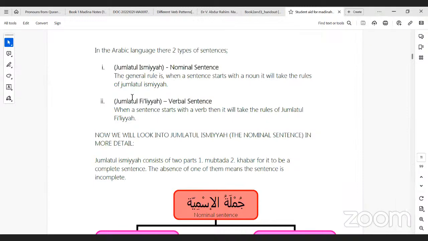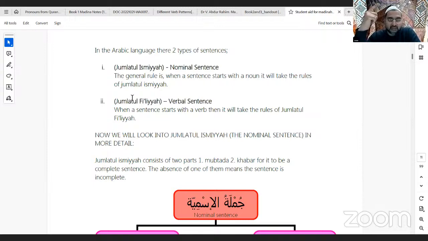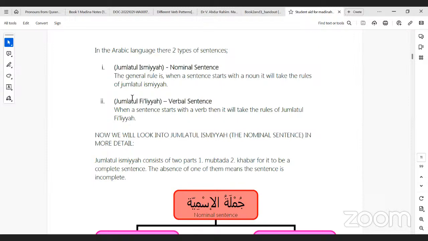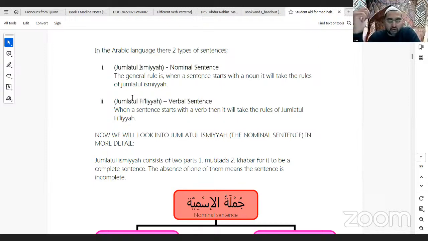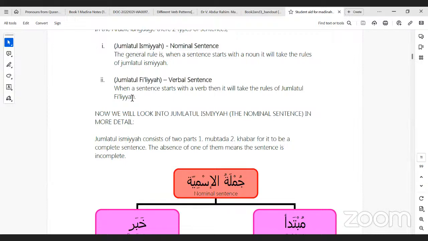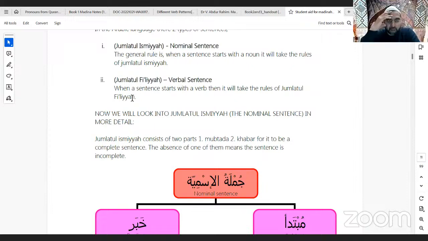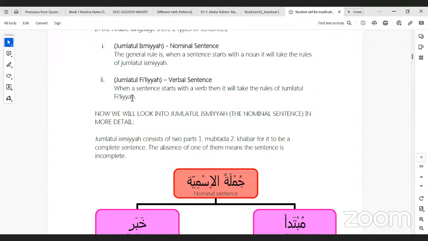Now, in the Arabic language, there are 2 types of sentences. Jumlatul ismiya, a nominal sentence, and Jumlatul fi'liya, a verbal sentence. The constructions of a nominal sentence in comparison to a verbal sentence vary and differ from each other. Let's read the definitions. Jumlatul ismiya, nominal sentence: the general rule is when a sentence starts with a noun, it will take the rules of Jumlatul ismiya. Jumlatul fi'liya, verbal sentence: when a sentence starts with a verb, it will take the rules of Jumlatul fi'liya.